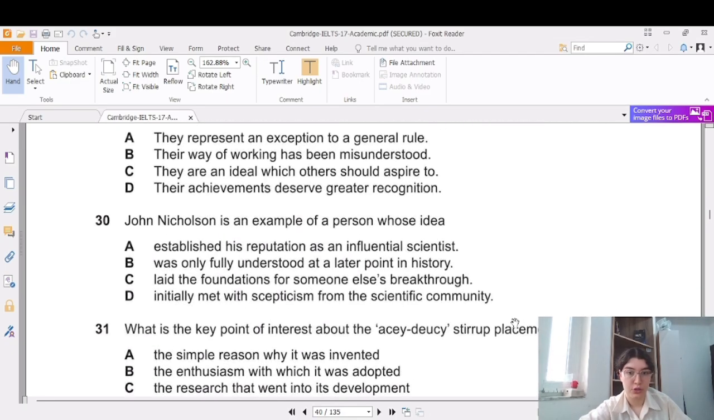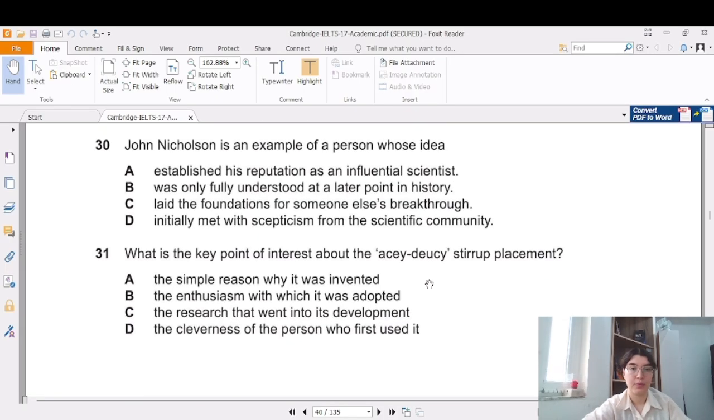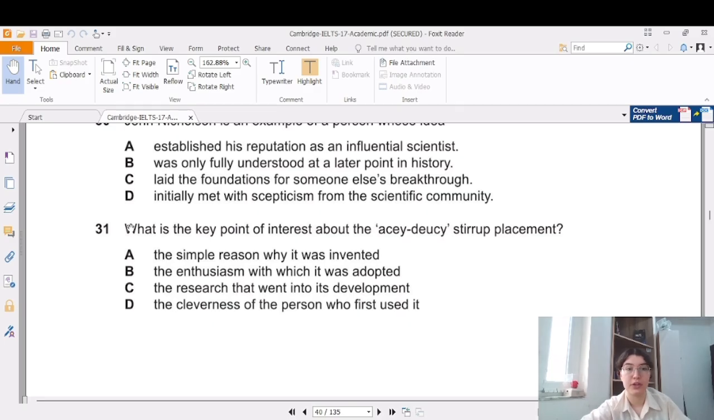So the answer to this question would be C. John Nicholson is an example of a person whose idea laid the foundation for someone else's breakthrough. Niels Bohr actually used the idea of John Nicholson and then he was able to make a breakthrough in proposing models for atoms. Now let's move on to question 31.